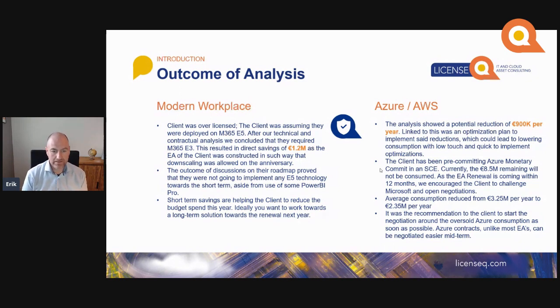They're still, as I said, investigating whether they should adopt Microsoft E5 technology, but not in a full suite, just to see whether some security components or Cloud PBX is perhaps feasible for them in the near future, but not right now. This resulted in a short-term saving for the customer, but they really need to work towards the enterprise agreement renewal next year.